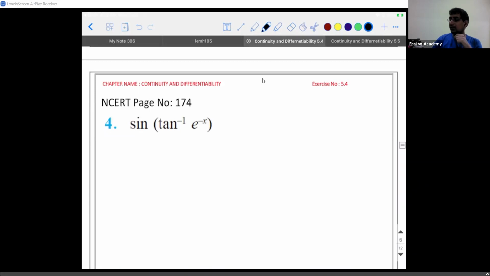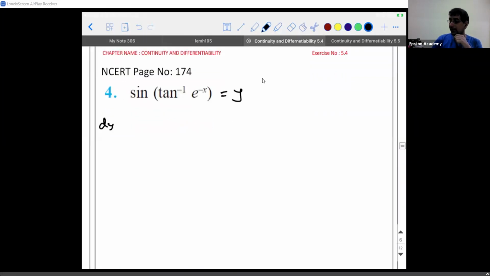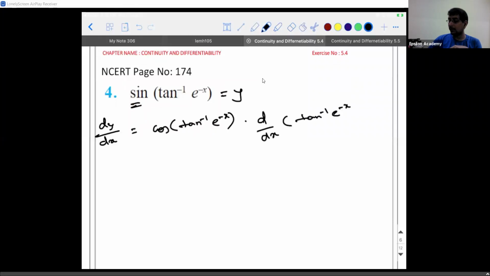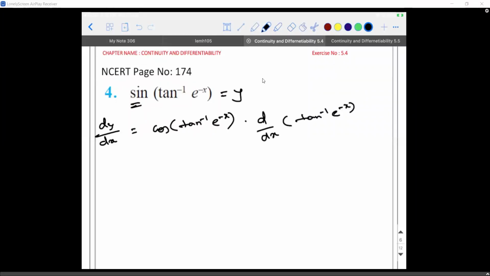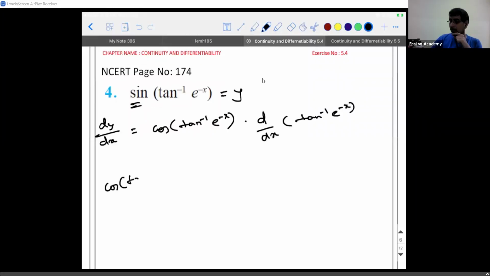Fourth, if I take this as y, then dy by dx will be equal to the derivative of sine of tan inverse of e power x. So the derivative of sine is cos of what angle? Tan inverse of e power minus x into d by dx of tan inverse of e power minus x. So cos of tan inverse of e power minus x into the derivative of tan inverse of e power minus x.